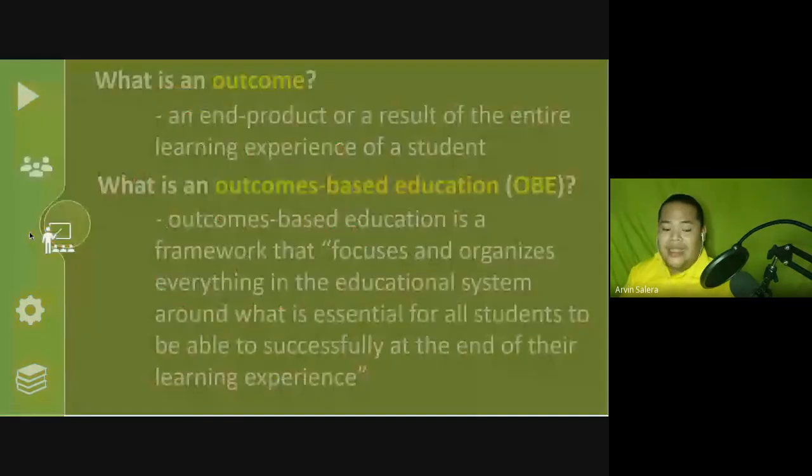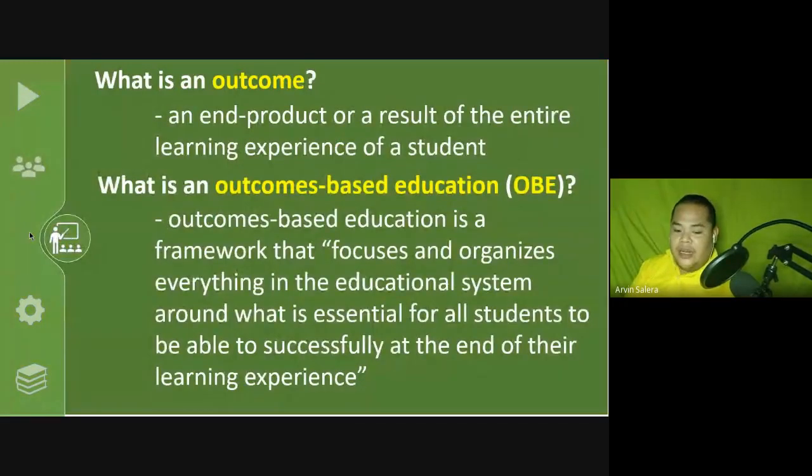Okay, now what is outcome? So I have mentioned kanina outcomes-based education. What is outcomes, by the way? So outcome, an end product or a result of the entire learning experience of the student. So, unsa may nakatunan nimo in the whole semester? So, outcomes na siya. Getting a better grade is an objective. But the learning nga imuhang nakuha is an outcome.